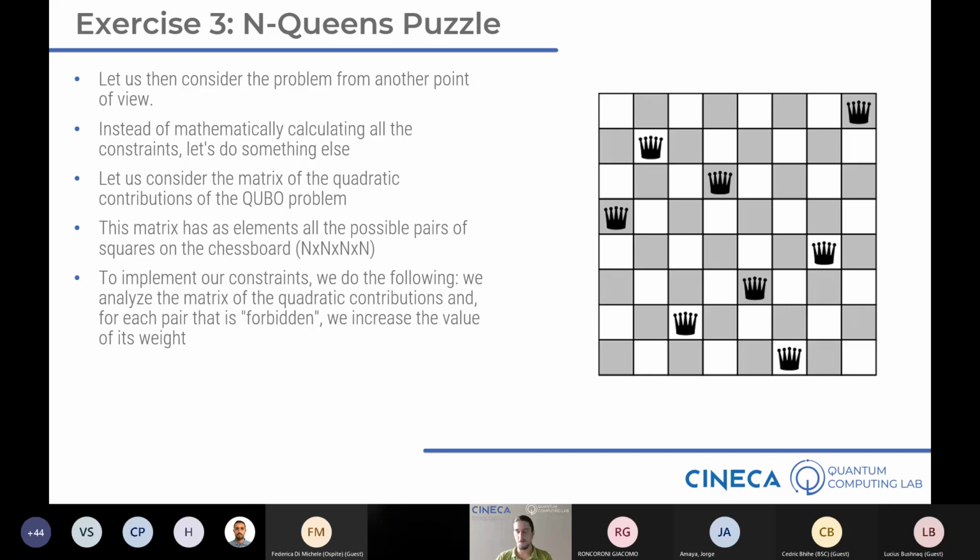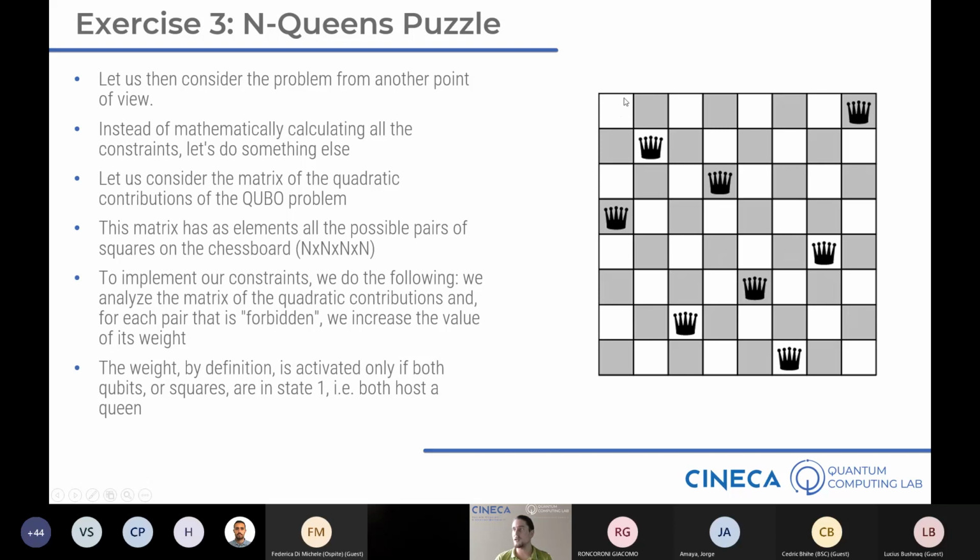Simply, the weight, by definition, is activated only if both qubits or squares are in state 1, or both host a queen. Okay, so the idea is this one. I have this chessboard here, and I have all the possible combinations of couples of these elements here.